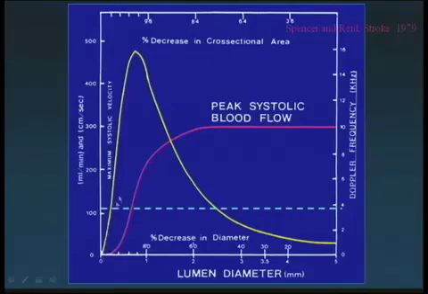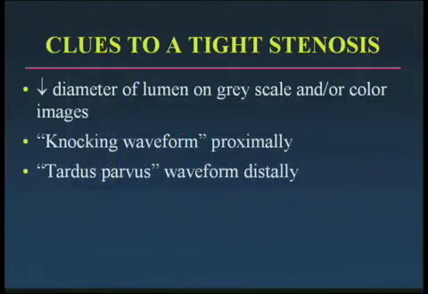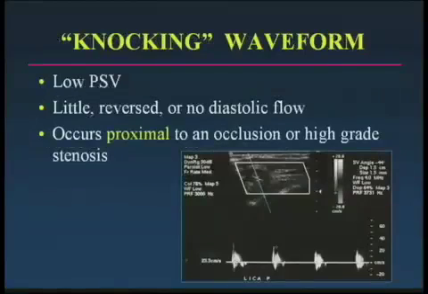And the only way that you're going to be able to differentiate between the high-grade stenosis on the left-hand side of the graph and the not-so-severe stenosis on the right-hand side of the graph is by looking at the grayscale image and the waveform. So what are the clues to a tight stenosis? Decreased diameter of the lumen on the grayscale or the color image is absolutely key, but also changes in the waveform. You might see something called a knocking waveform proximally or a tardus parvus waveform distally.